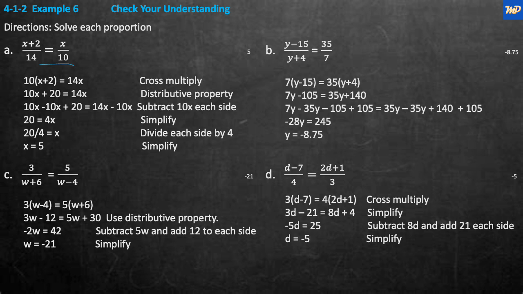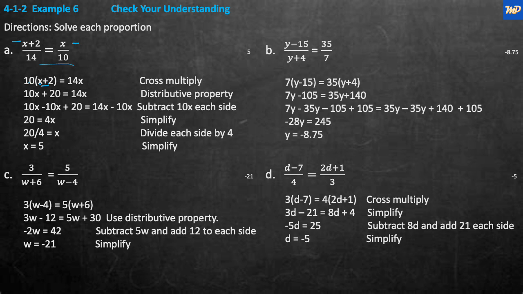So what do we do? We cross multiply. The 10 will be up on the upper left and the 14 will go up here on the upper right when we're done. So we get 10 times the quantity x plus 2 equals 14 times x. That's our cross multiply. We have to use the distributive property to get rid of this 10 times the quantity x plus 2, and it becomes 10x plus 20. 10 times x, 10 times 2. 10x plus 20. And on the right-hand side, it remains 14x.